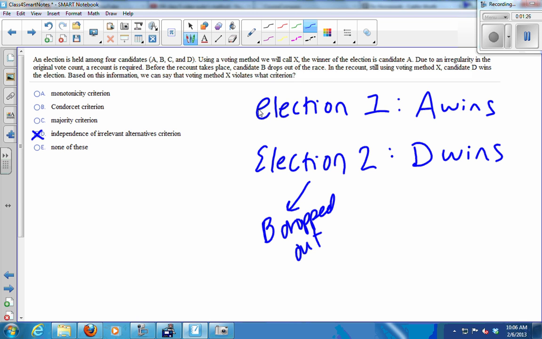The one that violates that one was plurality with elimination, I think. Nope, you're right, that's pairwise comparisons. That's pairwise comparisons.